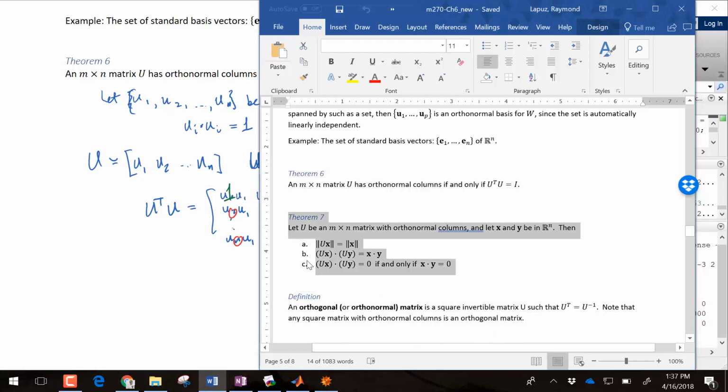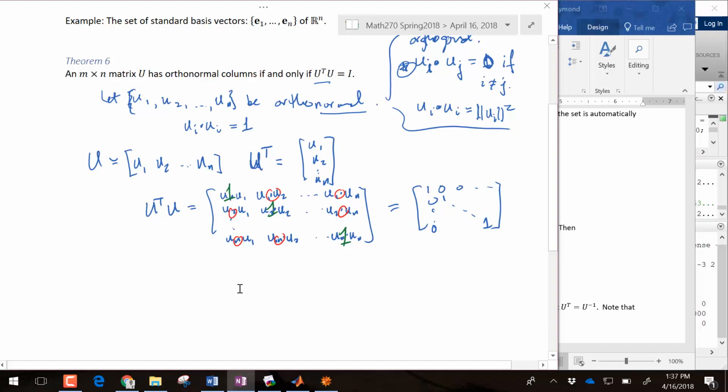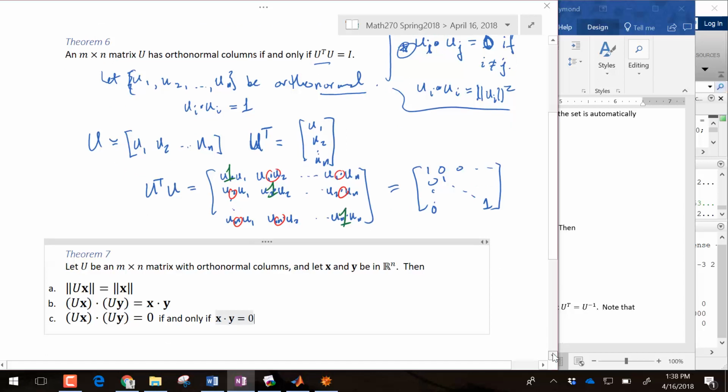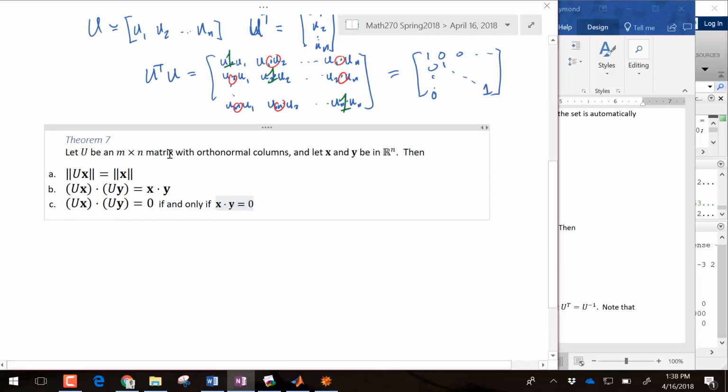There's another theorem that talks a little bit more about matrix relationships with orthonormal sets. Let U be an n by n matrix with orthonormal columns, and let x and y be some random vectors in Rn. Then if you multiply the matrix with any of these vectors, the length of Ux is just the length of the vector x.